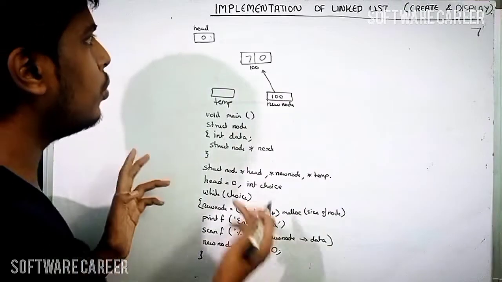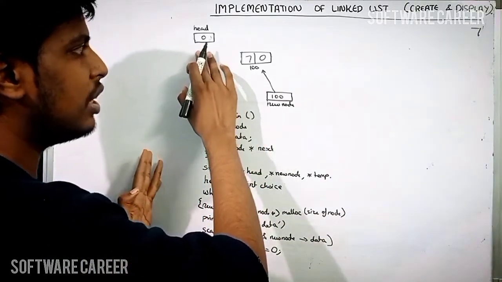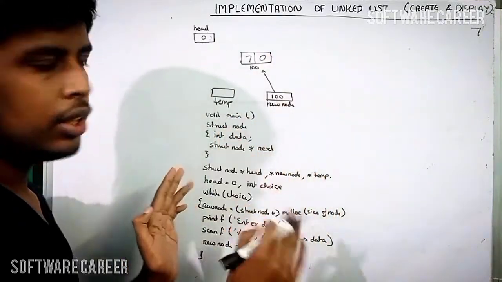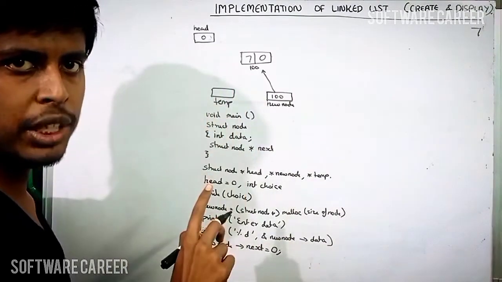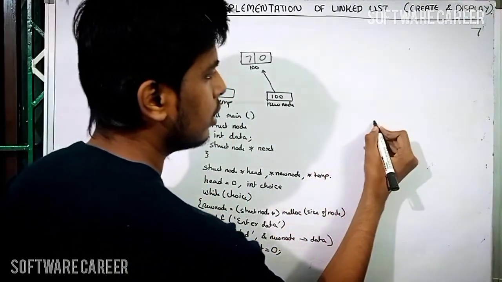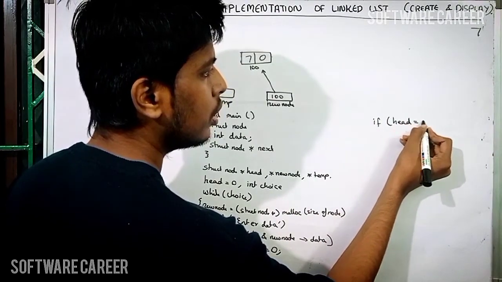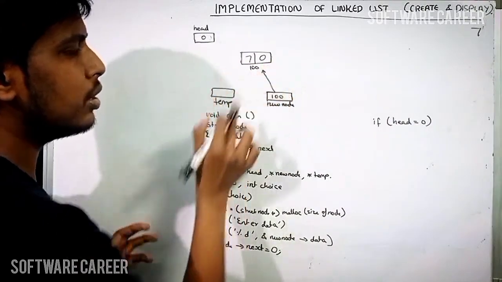Now see, the next step is, you should check whether this linked list is empty or not. At the start the linked list is empty. So how can you say it's empty or not? If head is 0 then it is empty. So I am writing that condition. See here, if head equals 0, this is empty. Now if it is empty, how to create this node?